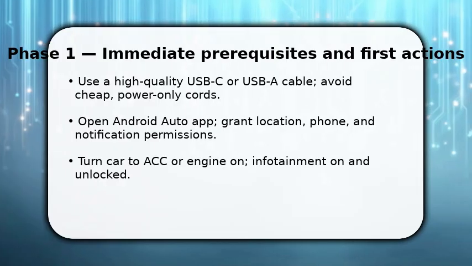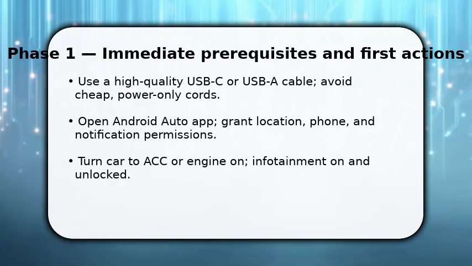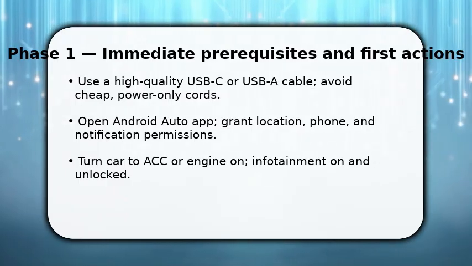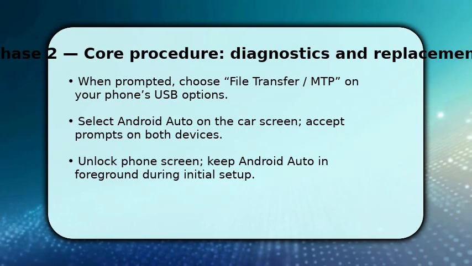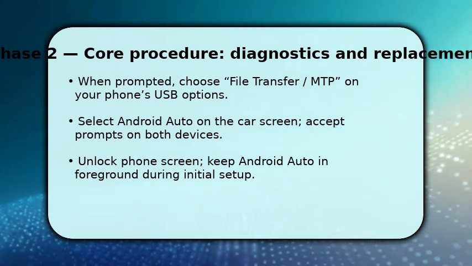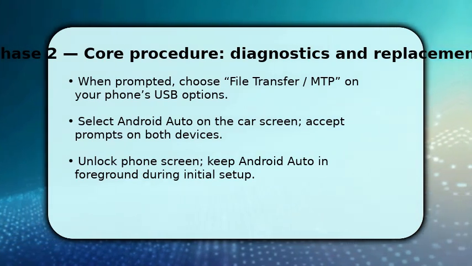Turn the Urban Cruiser to ACC or start it, and make sure the infotainment system is on and unlocked so it can detect a new Android Auto connection. Once done, watch the phone for the USB mode prompt and pick File Transfer, or MTP. This enables the necessary data channel.